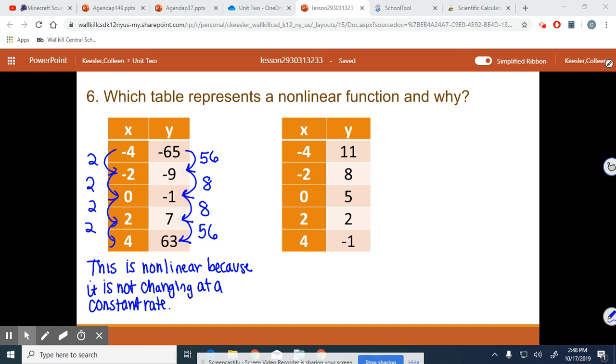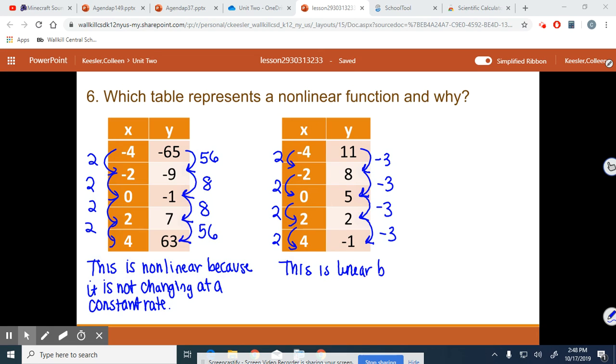Okay, so let's take a look at the other side. Now, if we look at the x's again, it's the same x values. It continues to increase by 2 each time. But if we look at the y's, 11 to 8 is going down 3. 8 to 5 also going down 3. 5 to 2 also going down 3. And 2 to negative 1 also going down 3. So the slope here is consistent as negative 3 over 2. So this is linear because it is changing at a constant rate.